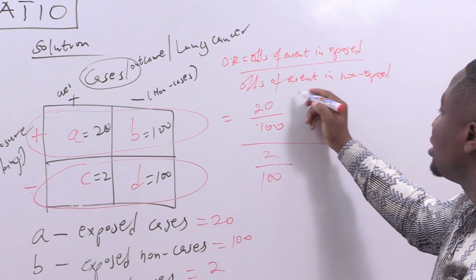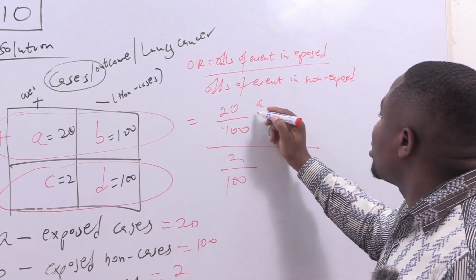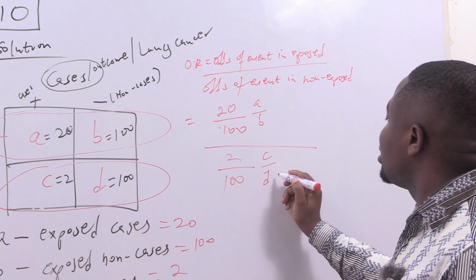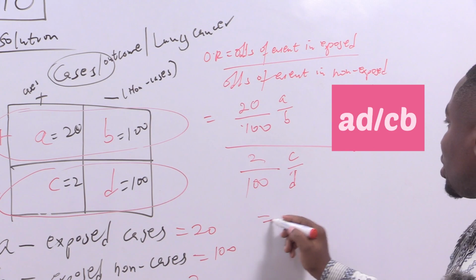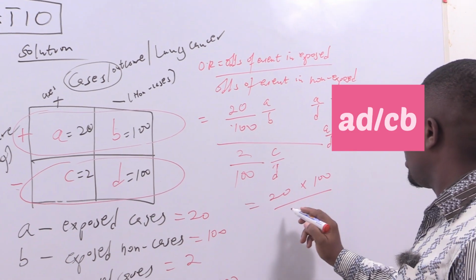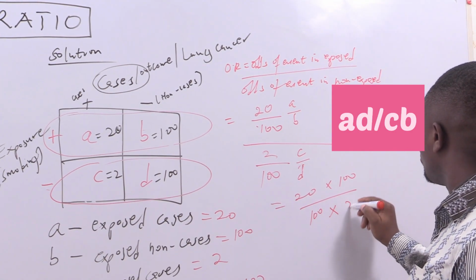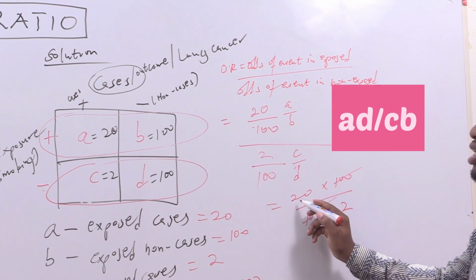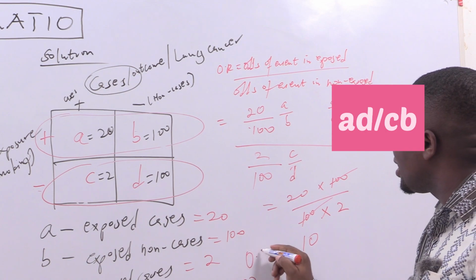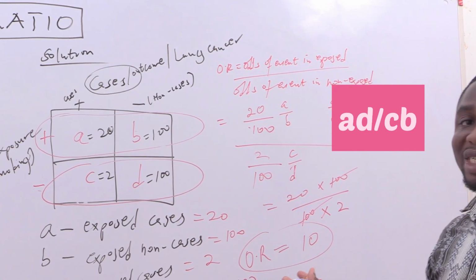So if we bring the alphabet, this is equally going to be 20 is A, 100 is what? B. If we come here, 2 is C, and 100 here is what? D. So if we bring it together, this should give us 20 multiplied by 100 all over D, which is 100, multiplied by 2. So if we do the calculation, we'll have 20 over 2. 20 over 2 will give us 10. So in this case, we are saying that the odds ratio is equal to what? 10. So how are we going to interpret this?